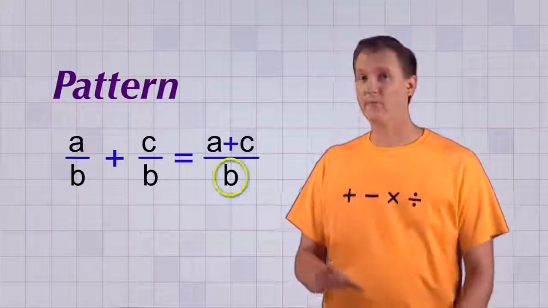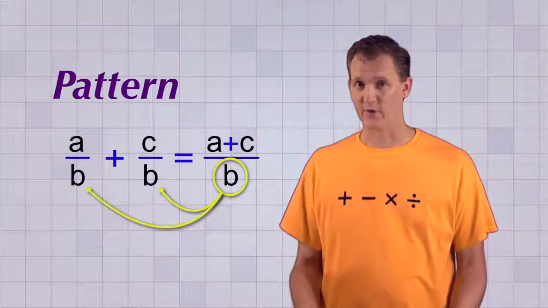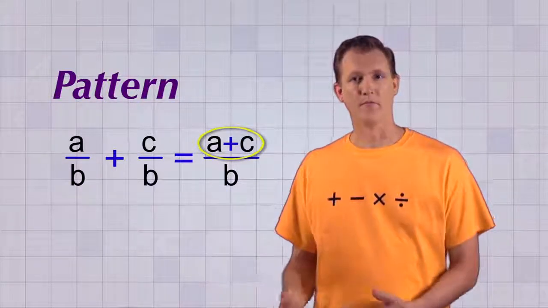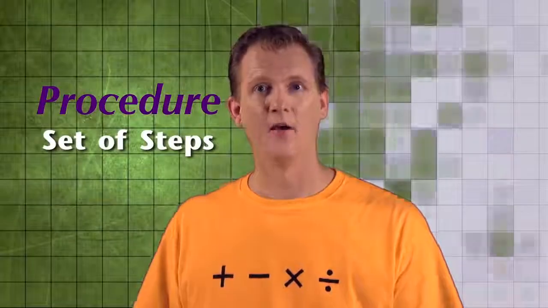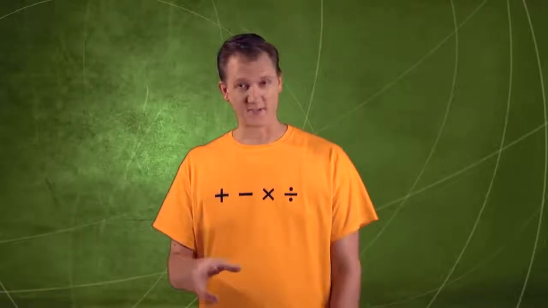In those examples, you might have noticed a pattern. The bottom number of our answer was always the same as the bottom numbers of the fractions we were adding. And the top number of our answer was just the sum of the top numbers of those fractions. Well, that's how it works. That's the procedure or set of steps for adding fractions that have the same bottom numbers. That's important because if you can remember that procedure, then you won't need to use drawings to help you add fractions. And that's a really good thing, because what if you had to add these two fractions together?